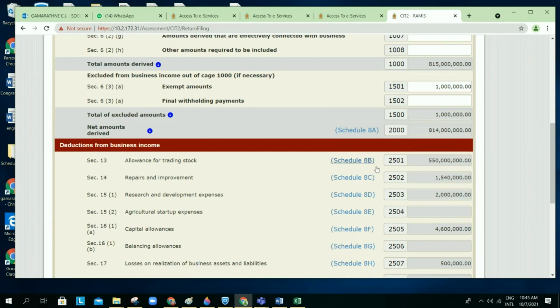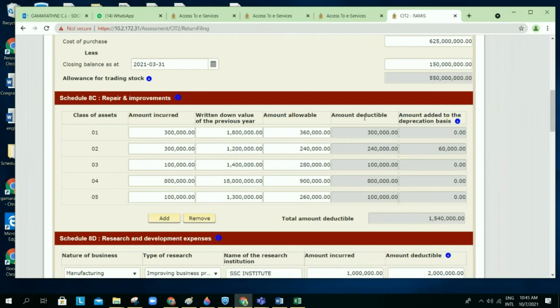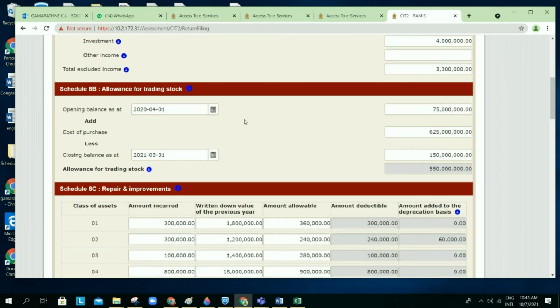Now we are going to discuss the expense or deduction side, right? Okay, first point with regard to schedule 8B, right? Firstly, that is related to the allowance for trading stocks, right? We are opening schedule 8B. In schedule 8B, we have to include the opening balance, closing balance, and the cost of purchases, right? If you refer to example item number 2, those details are included, right? Then we are adding 75 million as the opening balance. Then we are adding 625 million as the cost of purchases during the period.